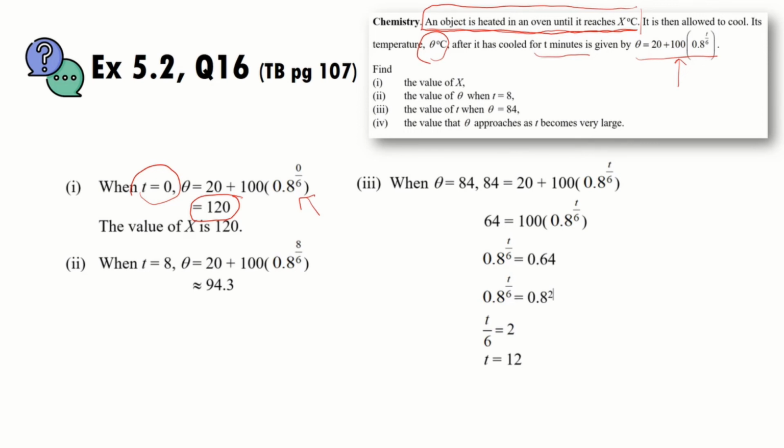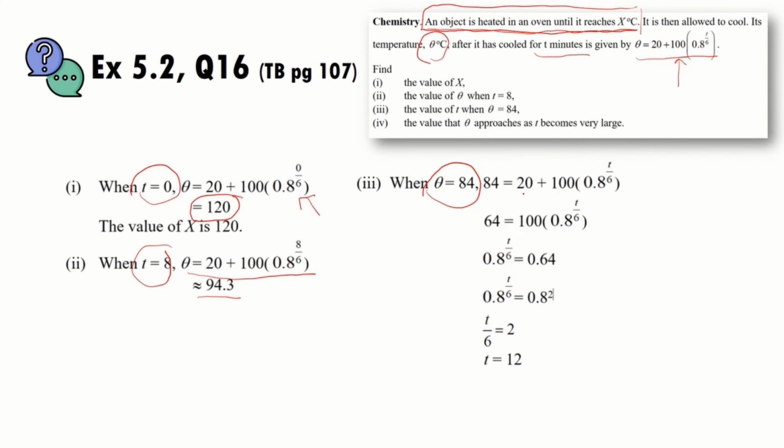Moving on to part 2, the question wants us to find the value of theta when t is equal to 8. It is a simple substitution of t equals 8 into the given equation. We will be getting 94.3 as our answer. In part 3, we want to find the value of t when theta is equal to 84. So, likewise, we substitute theta equals 84 instead. Although the manipulation is slightly challenging in this part.